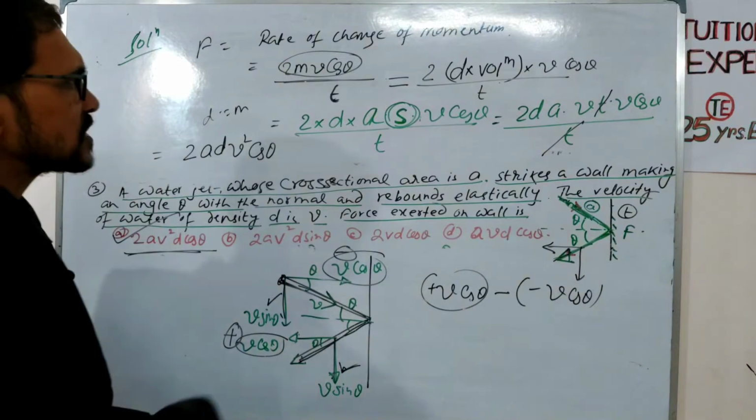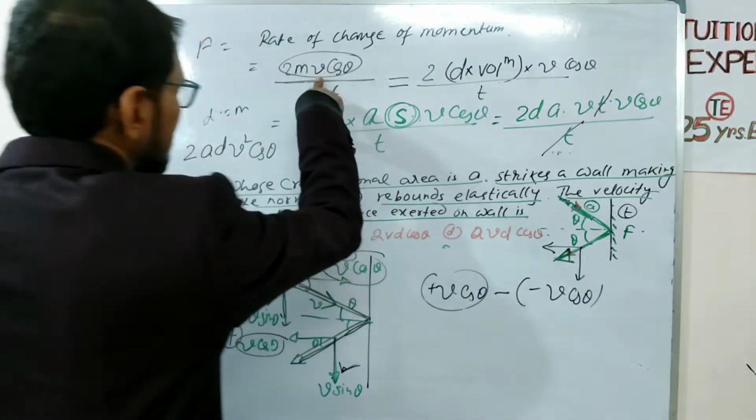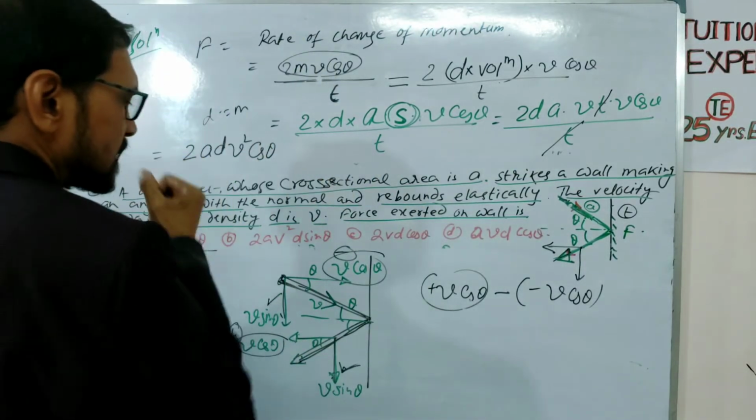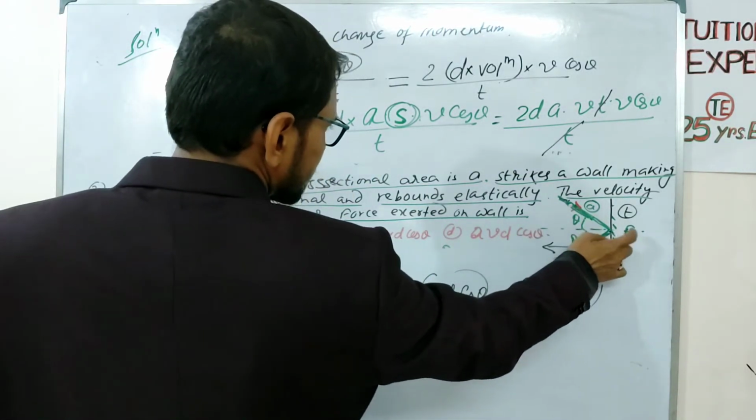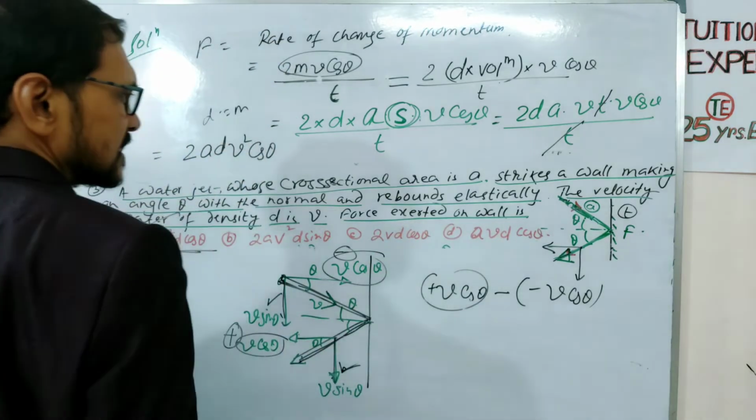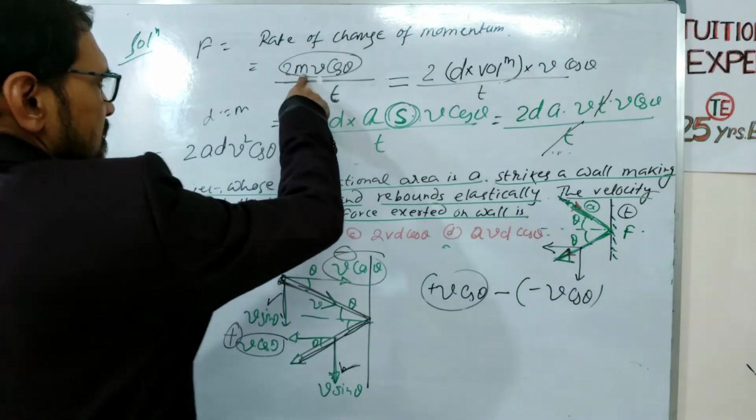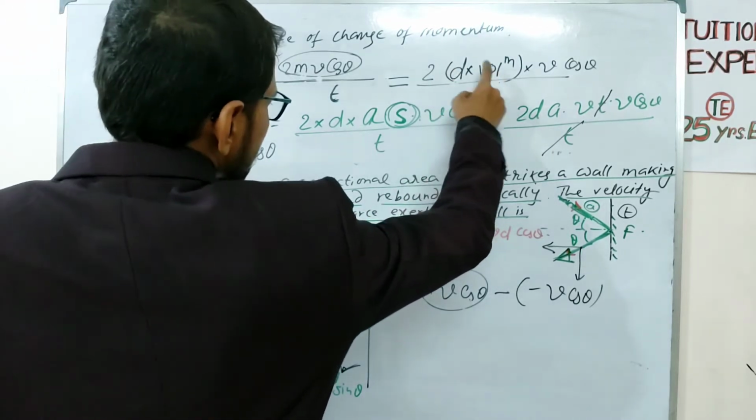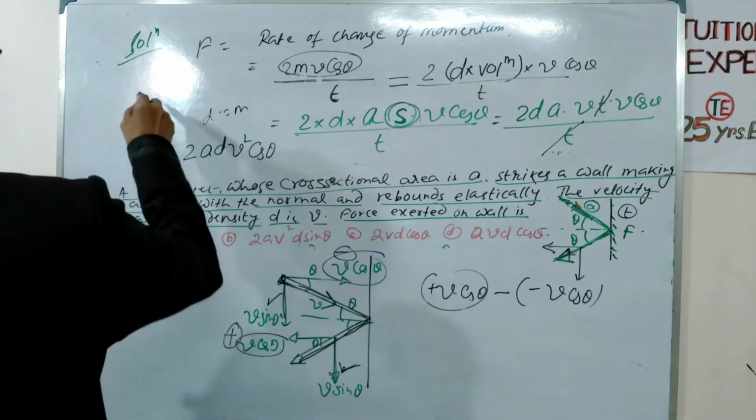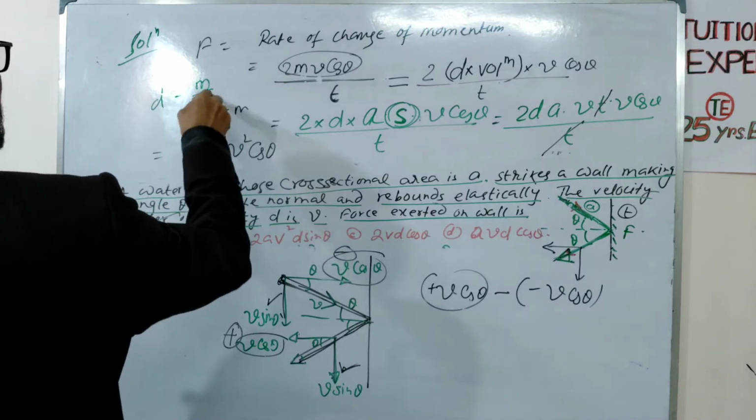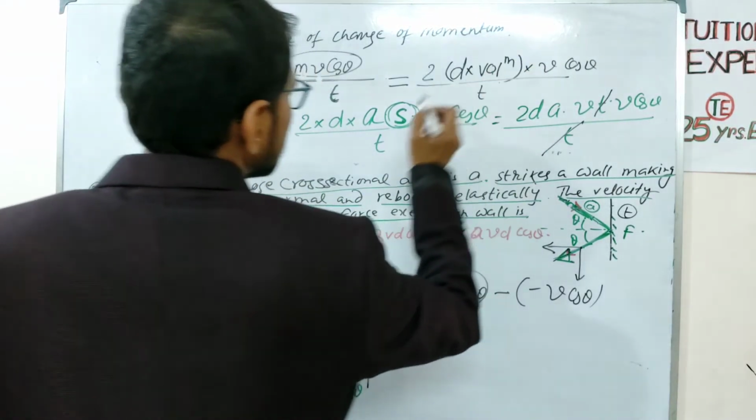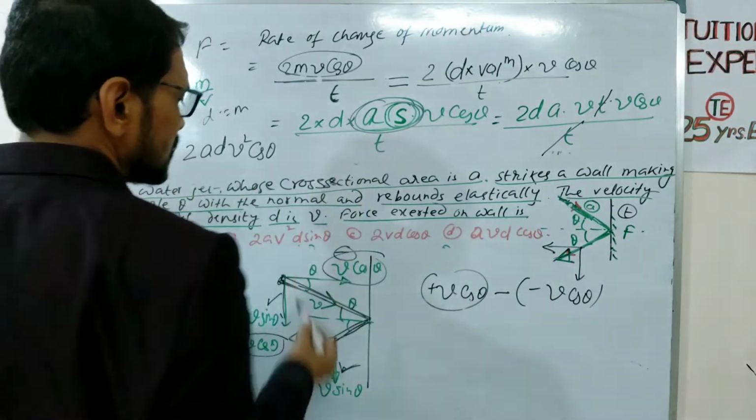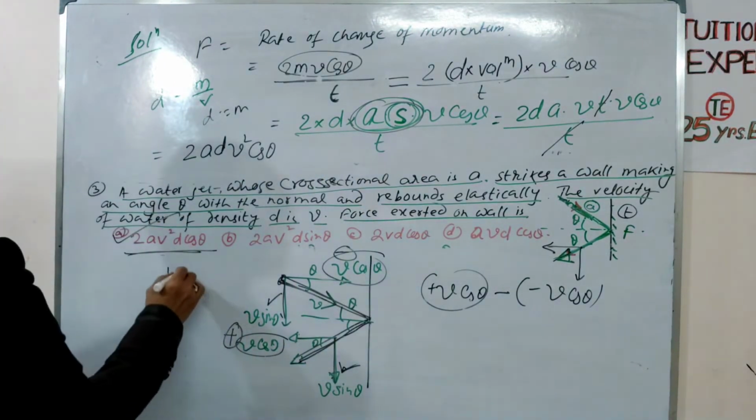So here we have to consider the mass. What is the mass of the water jet in t seconds? What mass strikes the wall in t seconds? We calculate the mass by this formula: mass equals density into volume, because d equals m by v. Now volume equals cross section area into distance.